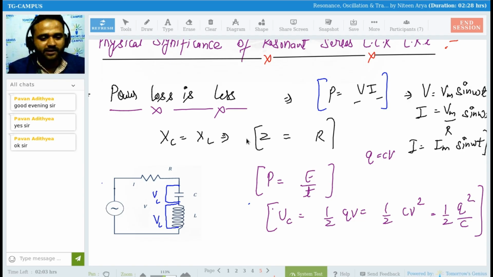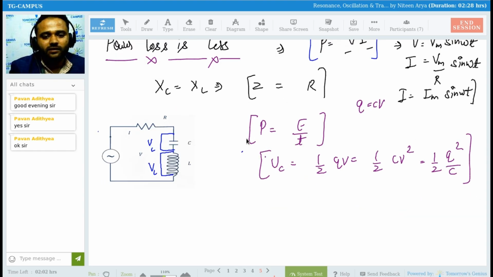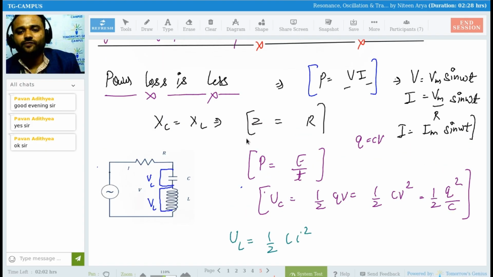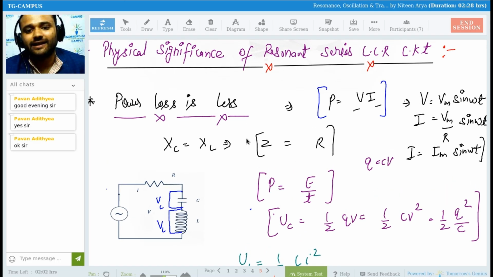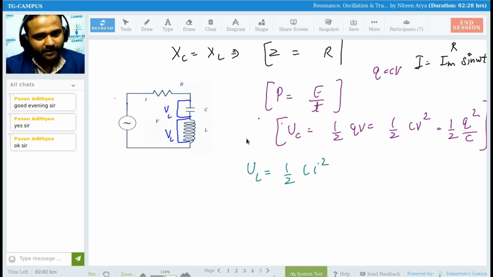In the same sense, the energy on an inductor is half L i squared. When power loss is very small in this circuit, the energy loss is also very small, because the role of C and L is neglected here. These energies are not converted into any other energy. I can get the maximum amount of current. This is your first very important thing.